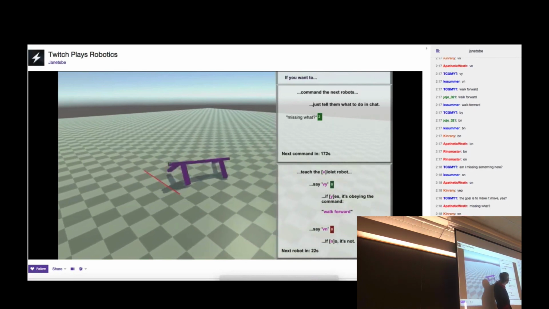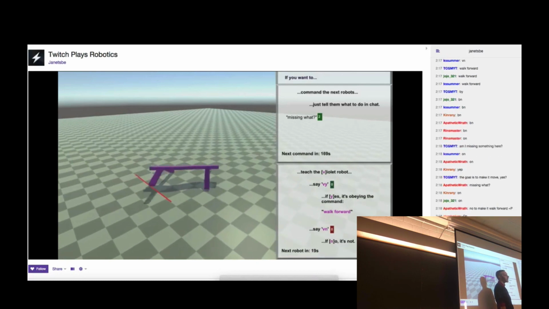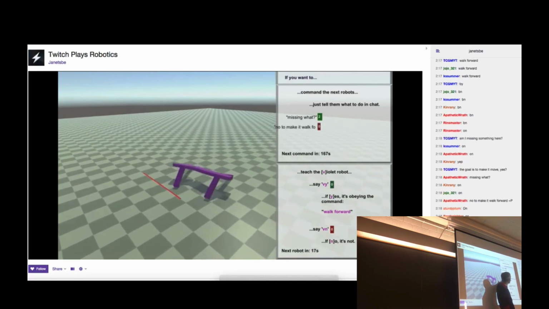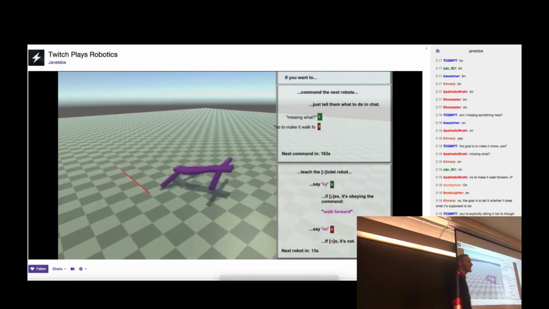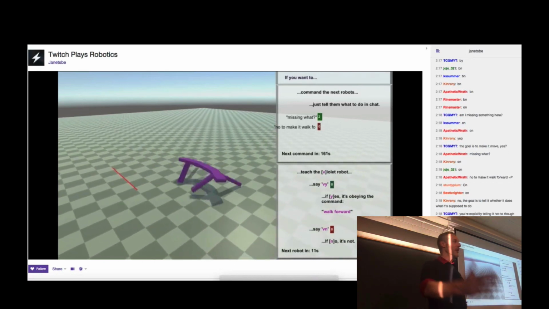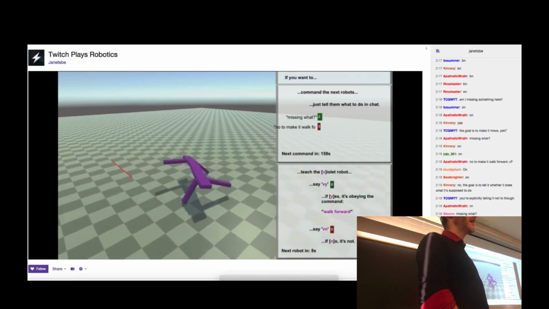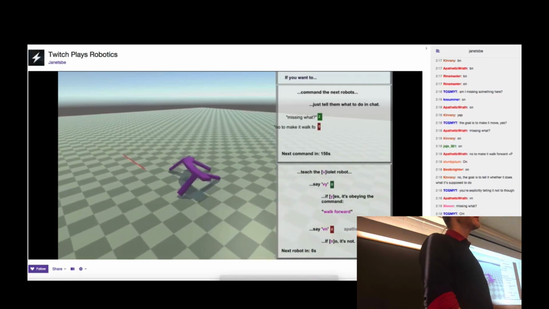And now you can start to vote on what you want to try and teach the robot next, which will be issued to the robots in another 165 seconds. So every 3 minutes or so, a new command is issued to the robots, and everyone votes on what that command is going to be.